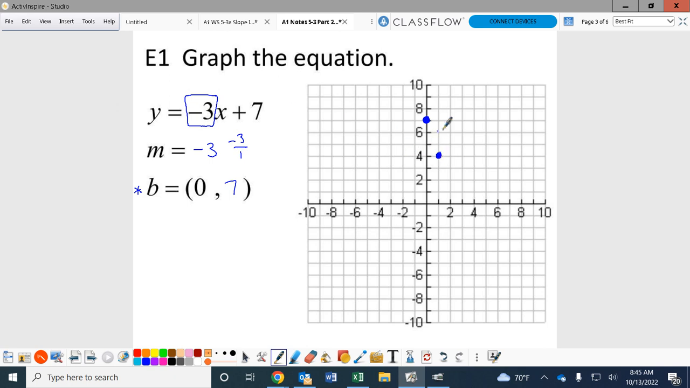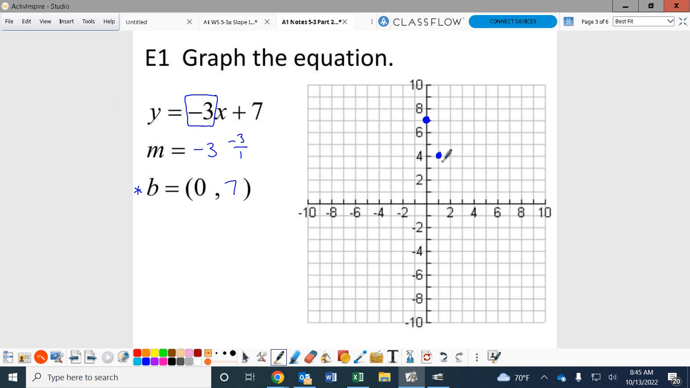Now guys, eventually what we're going to do is graph two equations, two lines on the same graph where we're looking for where they intersect. It's called a system of equations. So the more points you put, the better off you are, plus your lines are going to be more accurate.